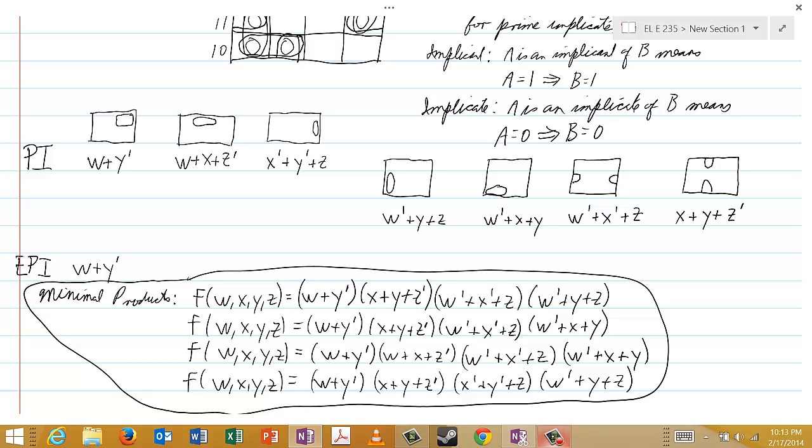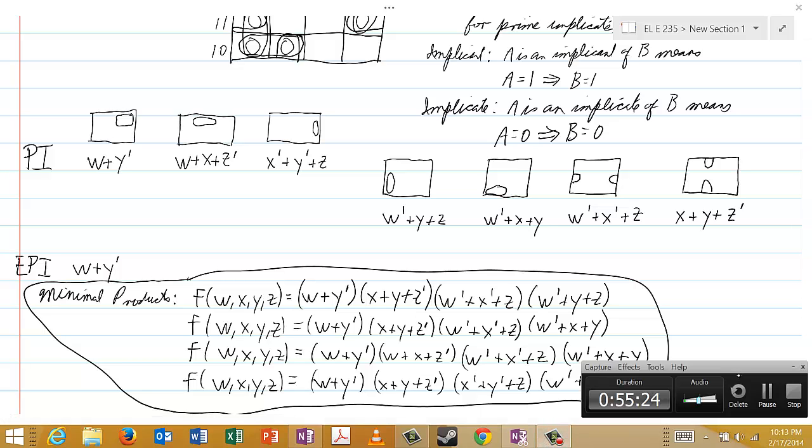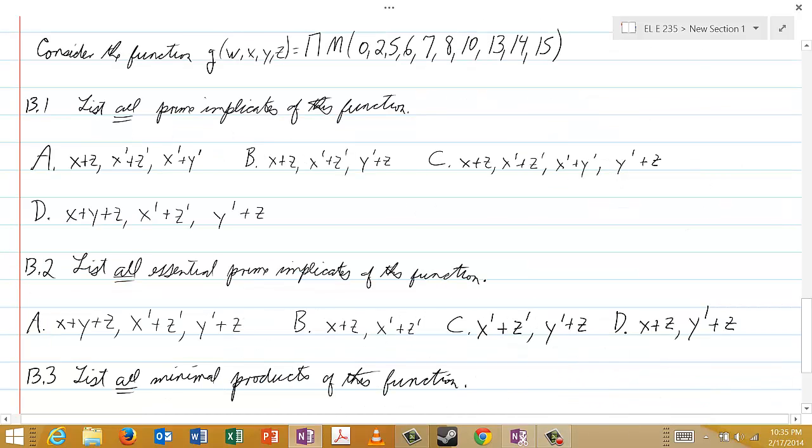Now let's look at some problems for this lecture. The problems for lecture 13 will be similar to the problems for lecture 12 in that in both cases all of the problems will deal with just one function. So in the case here for lecture 13, we have the function g of w, x, y, z is equal to the product of the max terms 0, 2, 5, 6, 7, 8, 10, 13, 14, and 15. And for 13.1, you're supposed to list all of the prime implicates of this function.